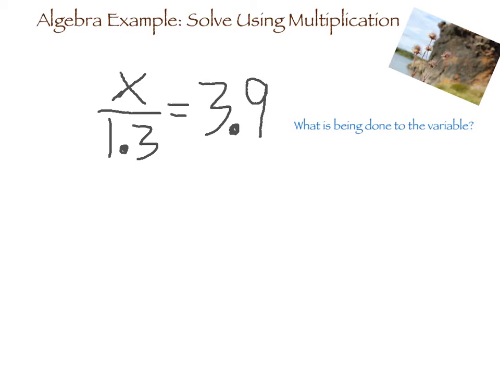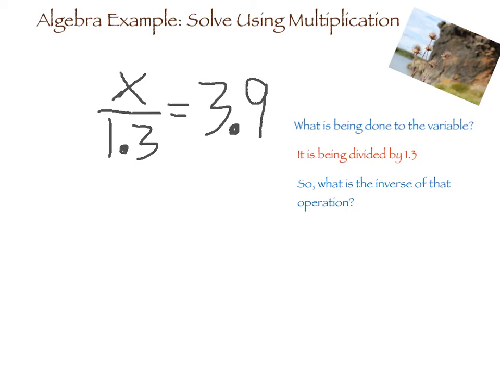So we ask ourselves, what operation does this indicate? X over a number means that x is being divided by 1.3. So the answer to our question is it's divided by 1.3.